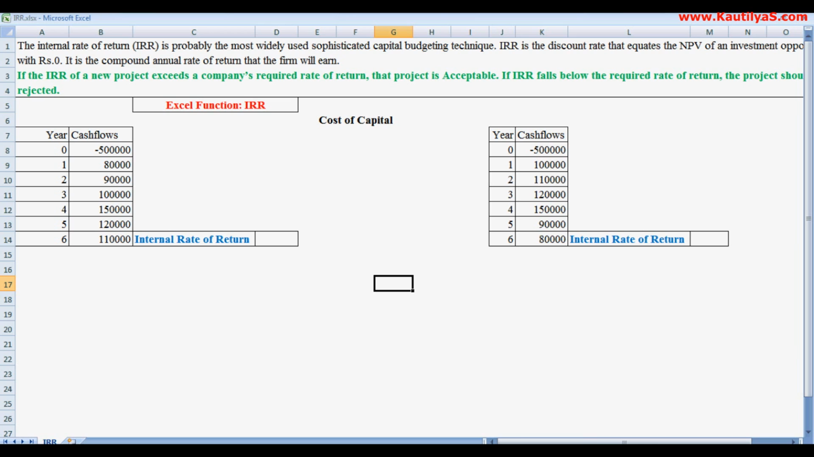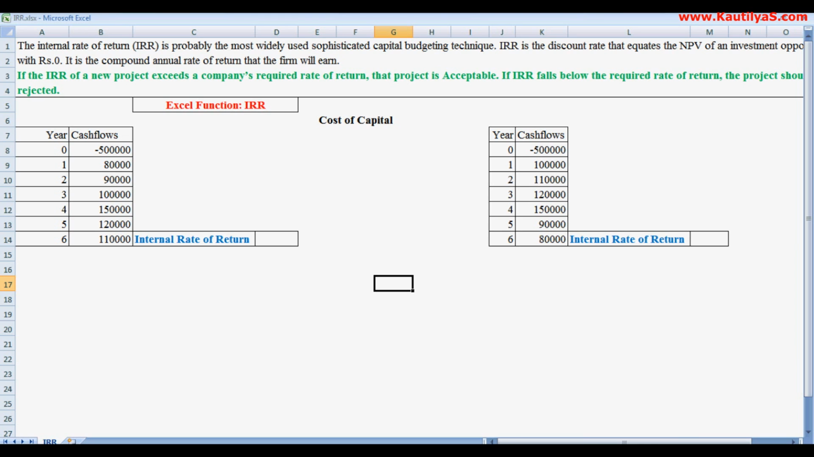This video presents how to calculate the internal rate of return using the Excel function IRR. First we look at the concept of internal rate of return. The internal rate of return, IRR, is probably the most widely used sophisticated capital budgeting technique.